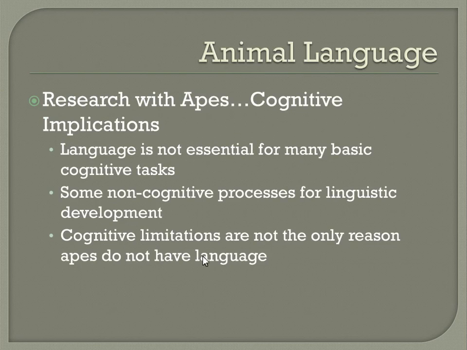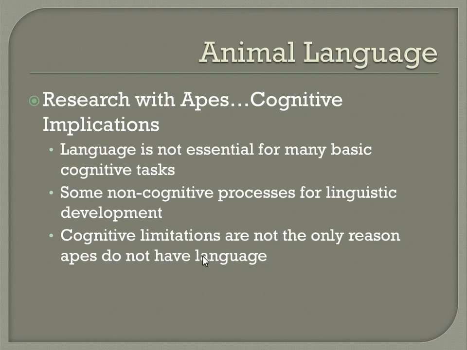And so there are some implications for this. If they don't have language, then language is not really an essential need, which is the argument for that evolutionary theory that it's an essential need, so natural selection, for many of our basic cognitive tasks. So we don't actually need language to breathe and eat.